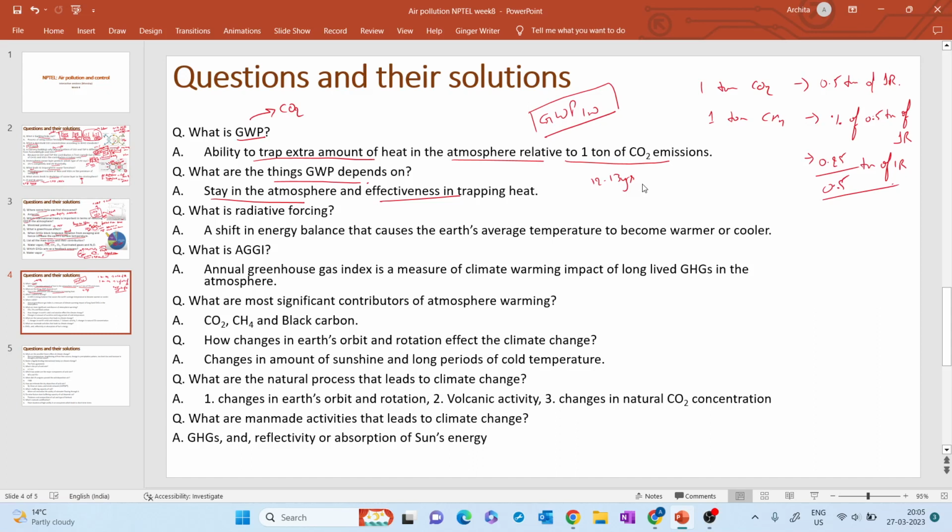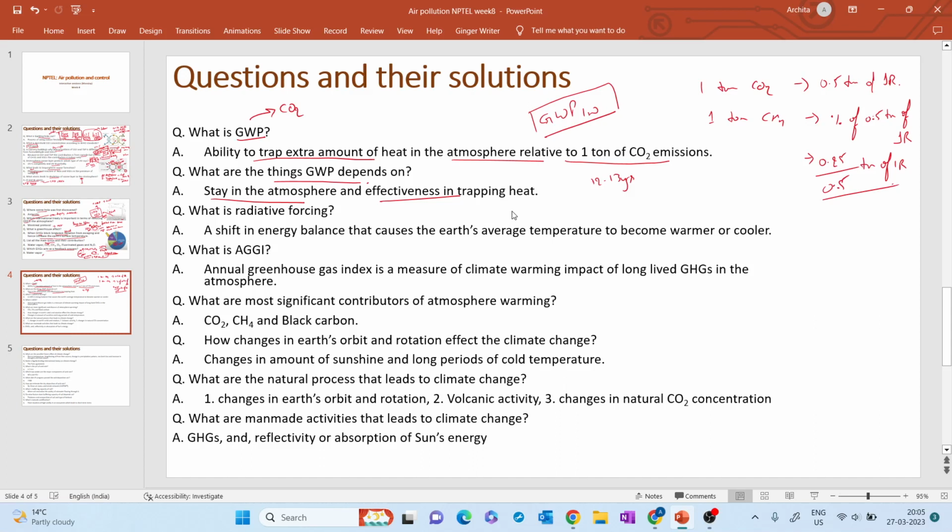For example, gases like O2, NO2, or the inert gases, argon for example, they don't have any effectiveness, even though they are present. It's not like only CO2, methane, or ozone is present in the atmosphere. Gases like oxygen are there, nitrogen is there, but इनका इतना effectiveness है ही नहीं. They have a long-term stay in the atmosphere, but they cannot trap heat, and that is why they don't have a high global warming potential. So इन दोनों चीजों पे global warming potential depend करता है.